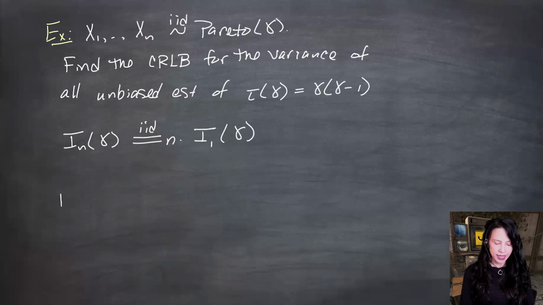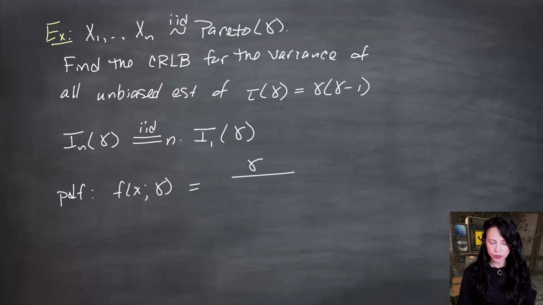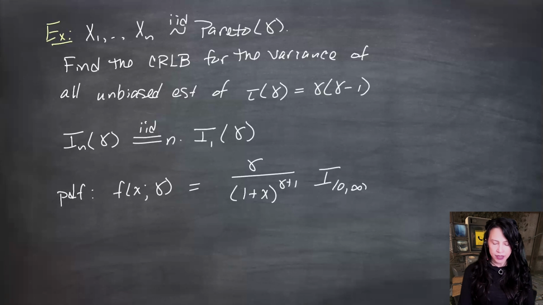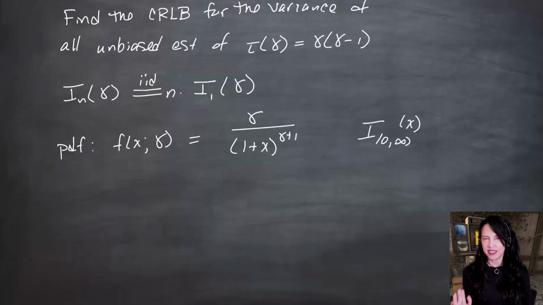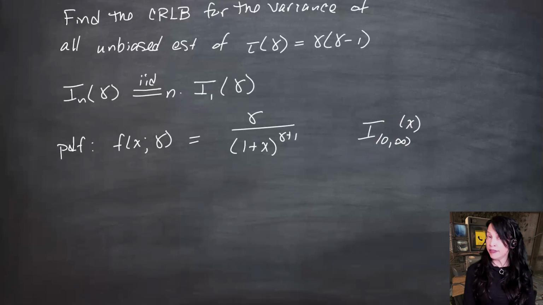So the PDF, f of x and lowercase gamma, is gamma over 1 plus x to the gamma plus 1. And yes, an indicator that says that x is between 0 and infinity, which I'm just going to ignore, just because it's not clean to bring it through the logs and the derivatives. So now we could do a joint PDF and go directly for the n-dimensional Fisher information, but I'm going to go for the one-dimensional one.